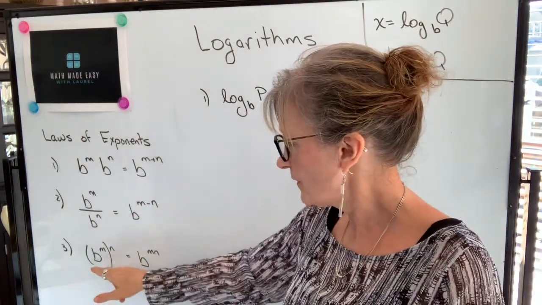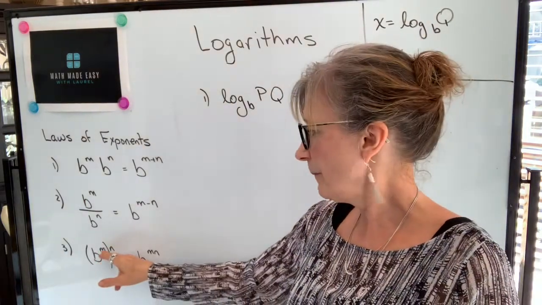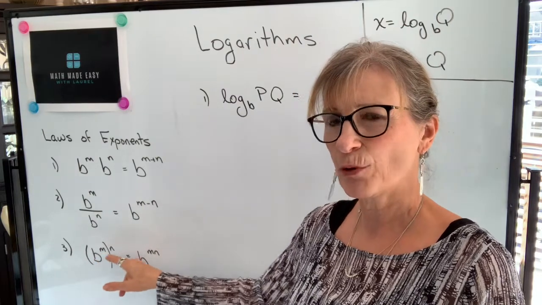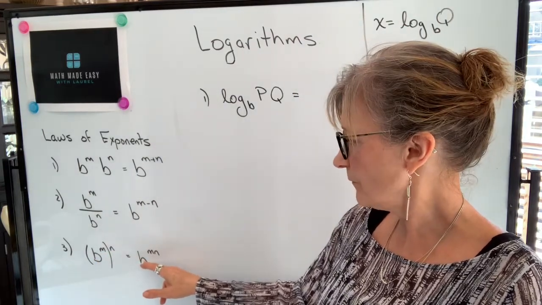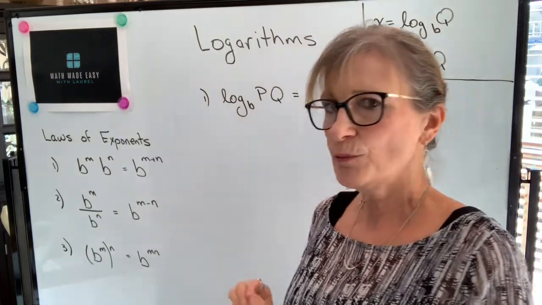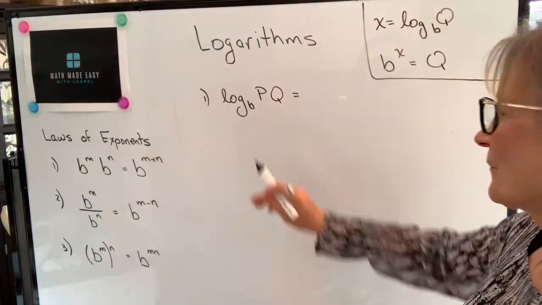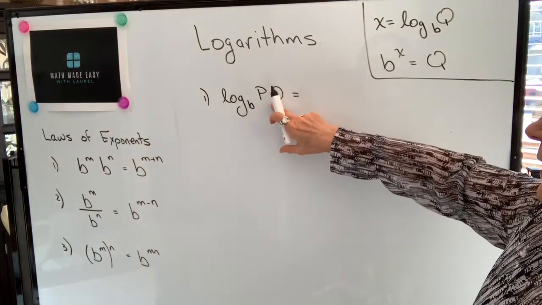And the third law that we talked about is if we had a power raised to another power, b to the m, then raised to the n, we take a product of our exponents, so that's going to be b to the m times n. So our first three properties of logarithms are going to be very similar to these. So I'm going to start with the log of a product.